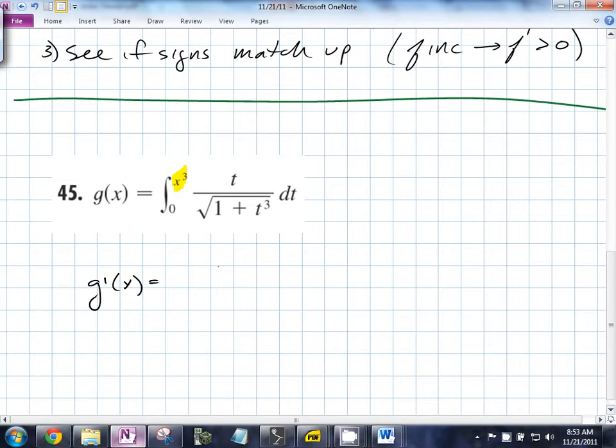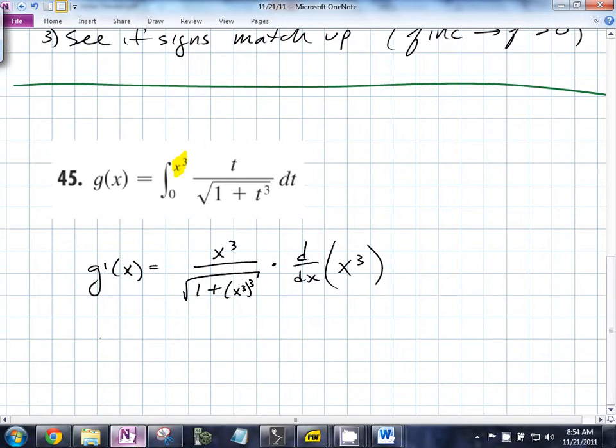Can someone tell me what it's going to be? Is it t? What's it going to be? What do you plug in for t? X cubed over the square root of 1 plus x cubed cubed, times the derivative of what? Of x cubed. Yes.